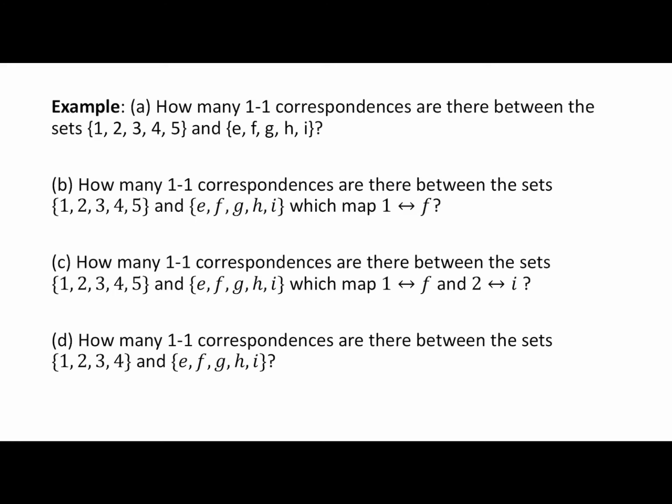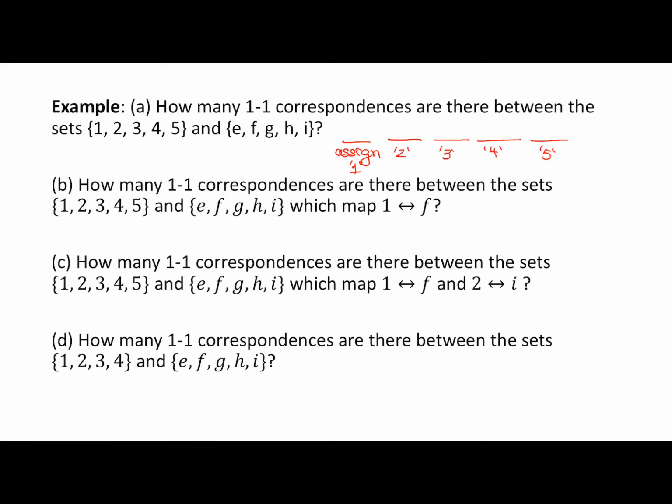All right, let's try another example. How many one-to-one correspondences are there between the sets 1, 2, 3, 4, 5, and E, F, G, H, I? So let's do the same thing. I want to break it down into tasks. So I'm going to assign 1. And I'm going to stop writing assign and then just write the number. So assign 2, assign 3, then I've got to assign element 4 and element 5.